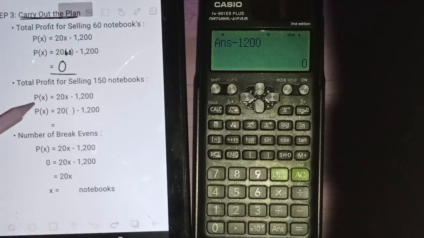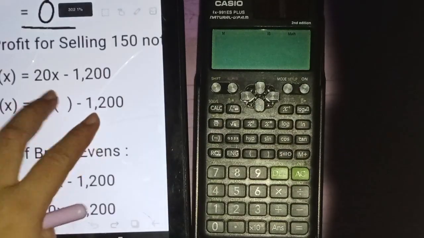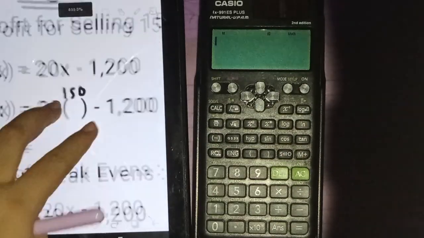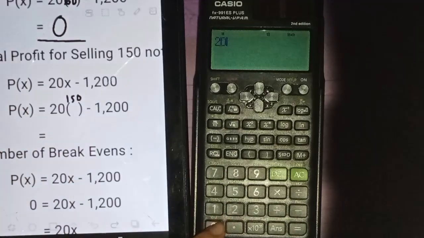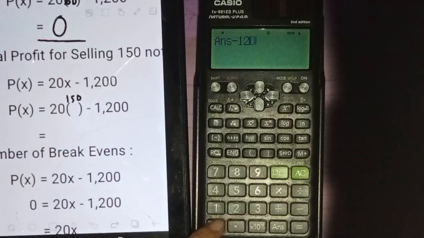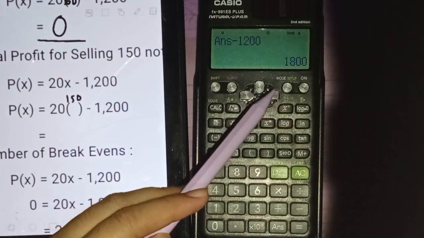Onto the total profit for selling 150 notebooks. We will still do the same thing, which is to put 150 over here. So that will be 20 times 150 equaling 3,000 minus 1,200 equaling 1,800.